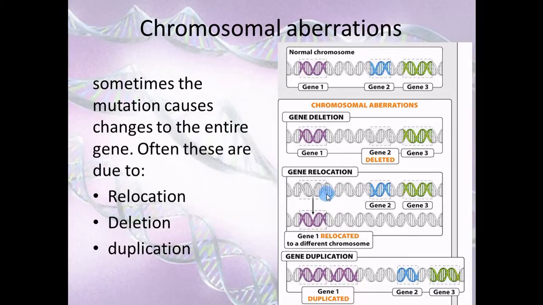Another possibility is when you relocate it. You take it from one chromosome and you move it around to another one. Well, now it's like taking one page out of one of your books and just randomly shoving it into another book in your collection. It's not going to be easy to find. You're going to have some problems because of it.